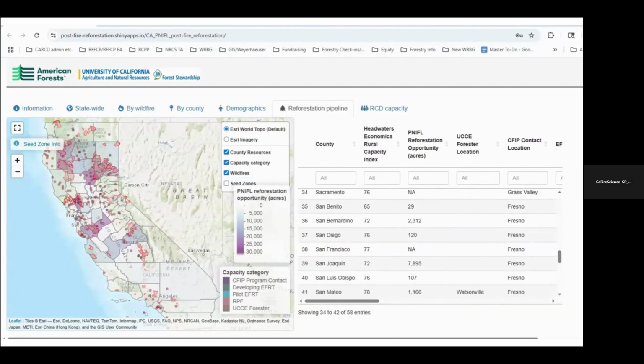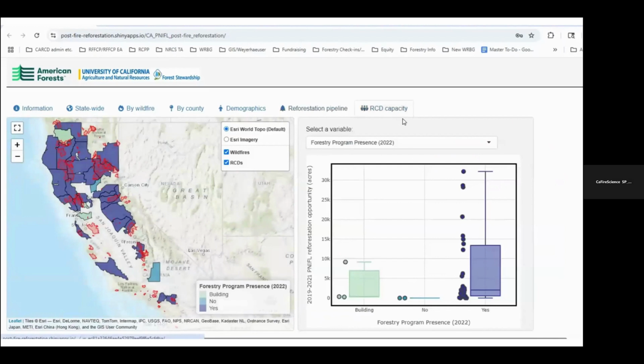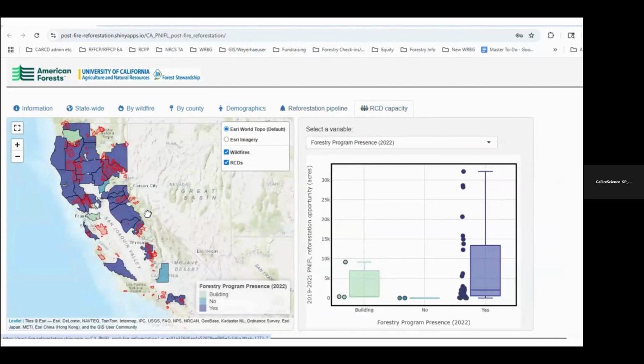Also, California Wildfire and Forest Resilience Task Force is and will be advocating for more EFRT funding. So this will continue to be very important. And I think lastly here, the RCD capacity tab is also useful for keeping partners and agencies updated on the status of RCD capacities.